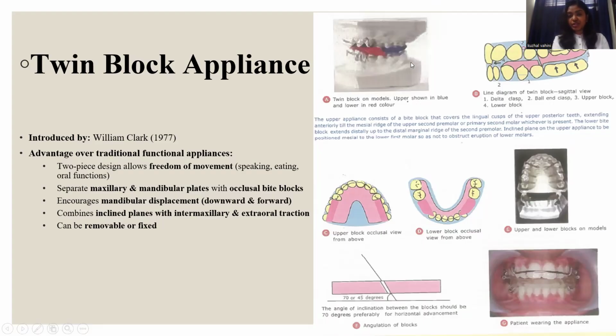It mainly works on the principle of guiding the growth. That is, it has an inclined plane with various degrees of angulation. That is, it initially began with 90, but then it got improvised to 45 and 70. So these are the appliances. Here you can see the 45-degree, 75-degree inclined planes.